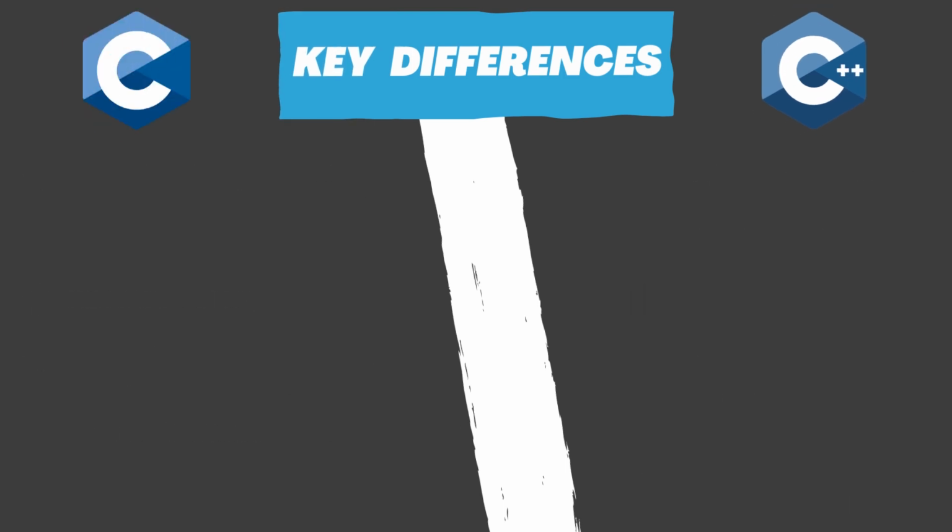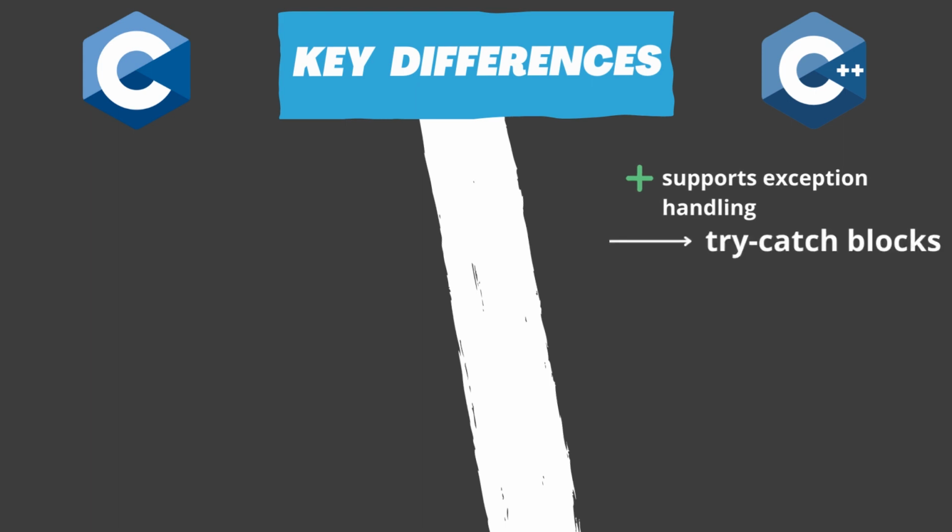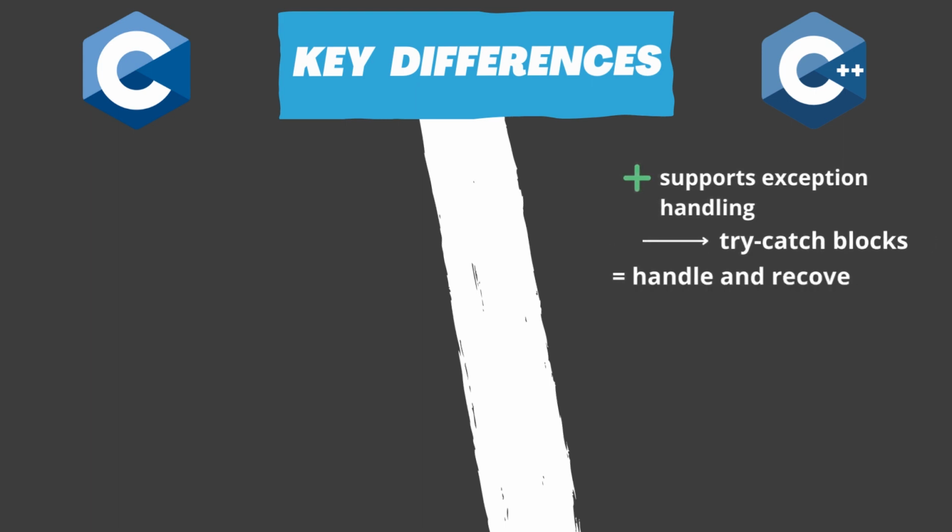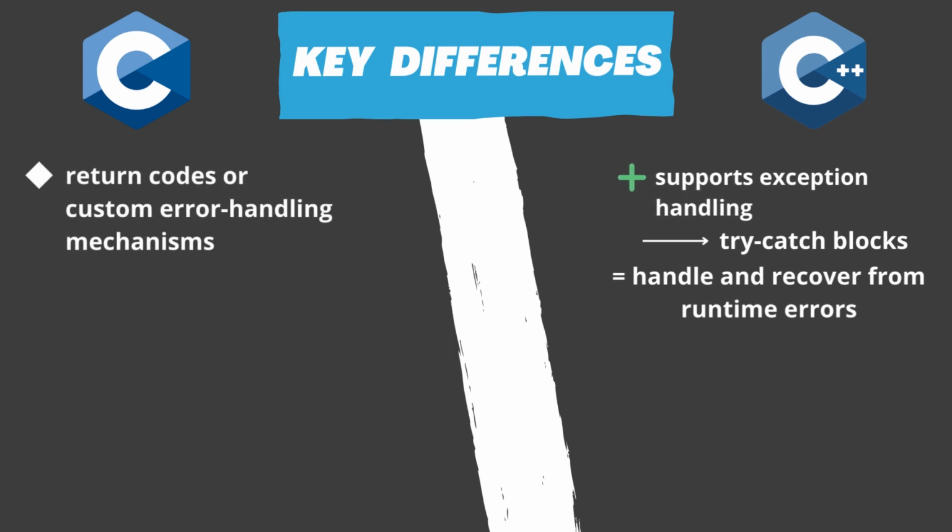C++ supports exception handling using try-catch blocks, allowing programmers to handle and recover from runtime errors. C, however, does not have built-in support for exceptions. Error handling in C is typically done using return codes or custom error handling mechanisms.